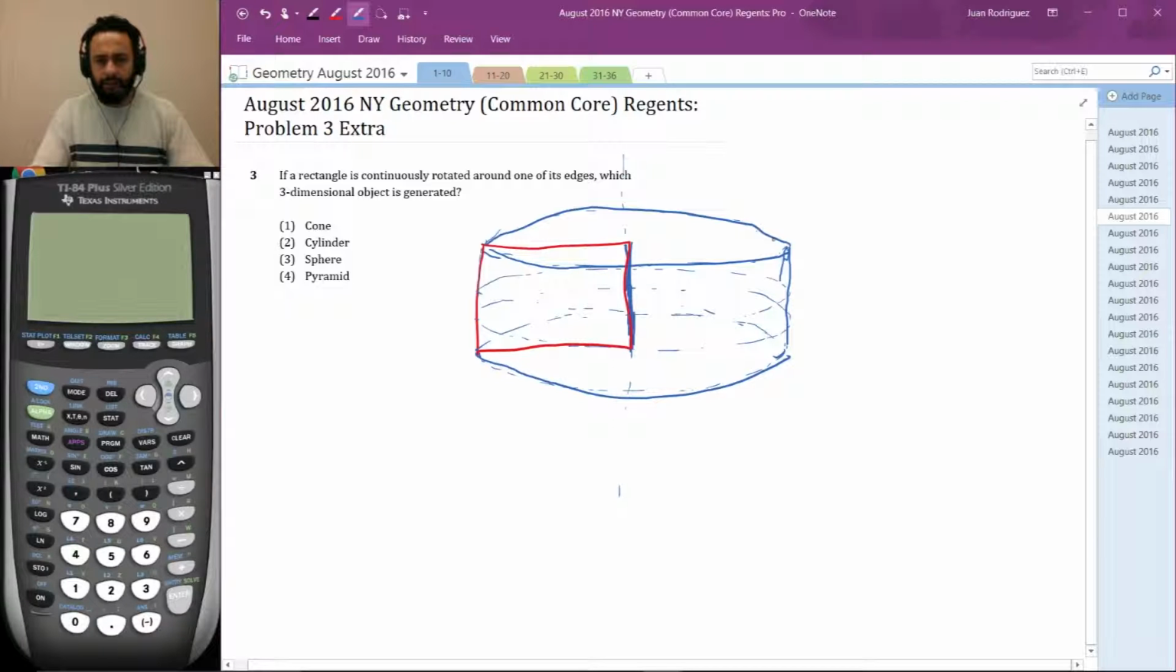This is a cylinder, right? Because it's got a circular base. It's got a circular base at the top. It goes straight up from the bottom to the top. So in fact, it is a cylinder. So it's not a cone. It's not a sphere. It's not a pyramid. It's a cylinder. All right.